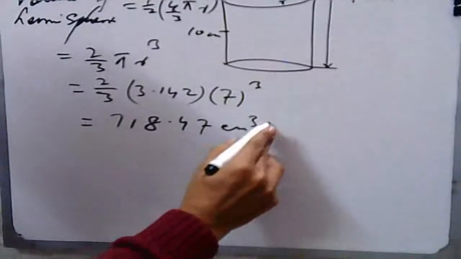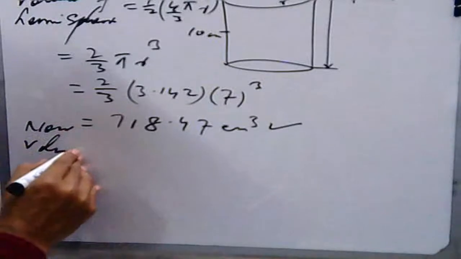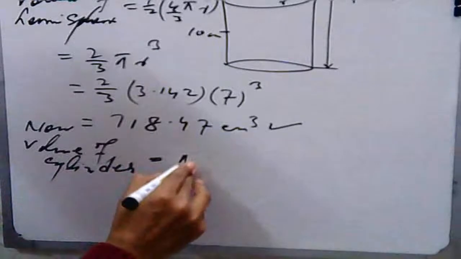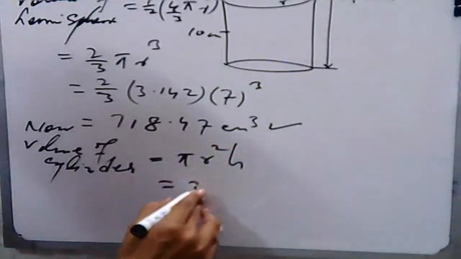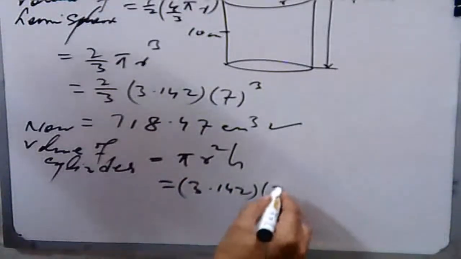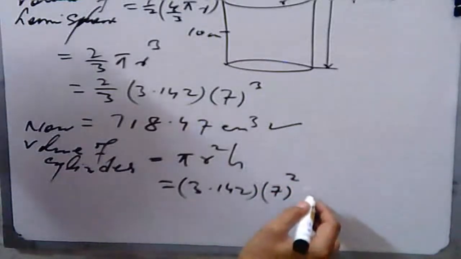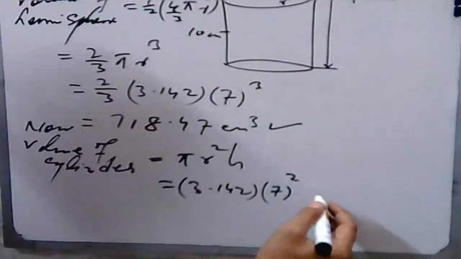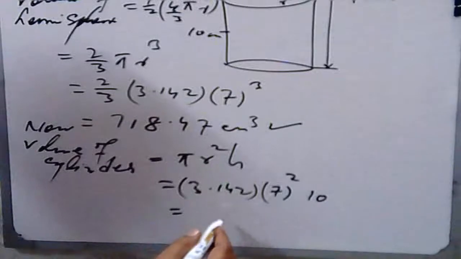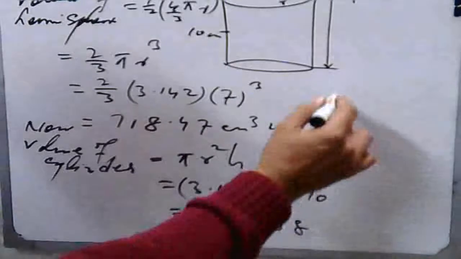Now volume of cylinder is equal to pi r square h. The value of pi is 3.142, the r value is 7, and the value of h is 10. Height is 10. So after simplification you will get 1539.58. The confusing point is, how can I get the value of 10?